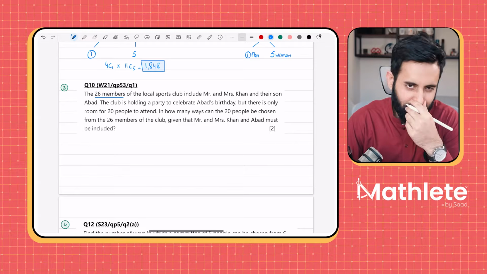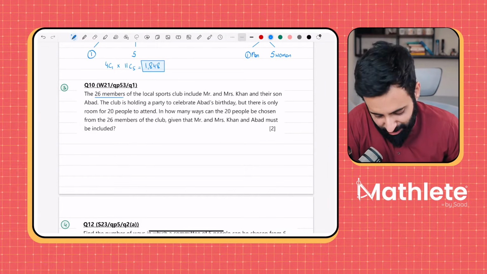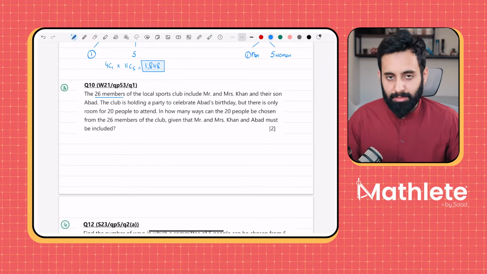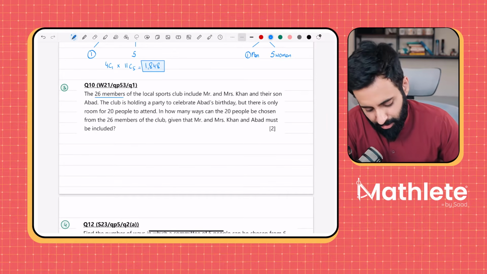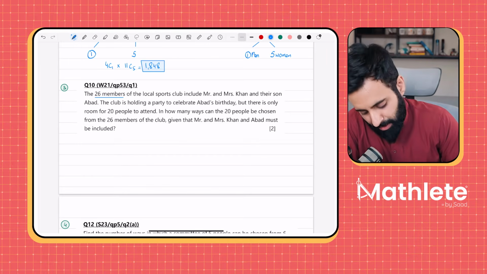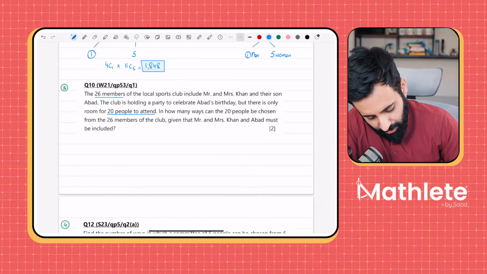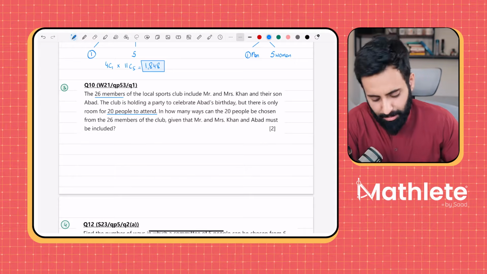Okay, now a lot of this you will notice is just completely irrelevant backstory. It's just trying to confuse you, or it's just trying to show you how this concept has real life applications. Okay, so don't get confused, don't get intimidated. This question could very well be a 2-line question. Okay. But there's only room for 20 people to attend. So that means of the 26 members, only 20 can join. So that means some people have to miss out.